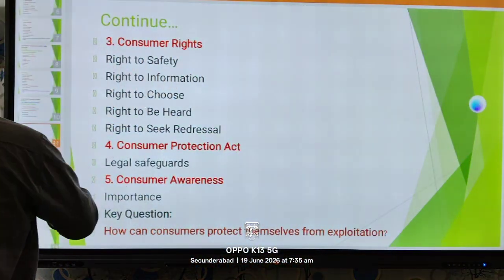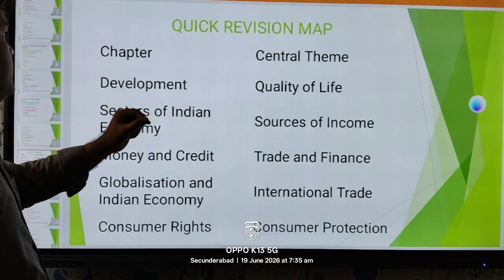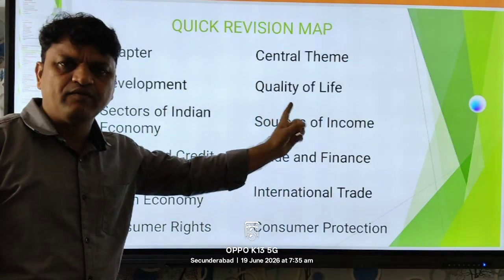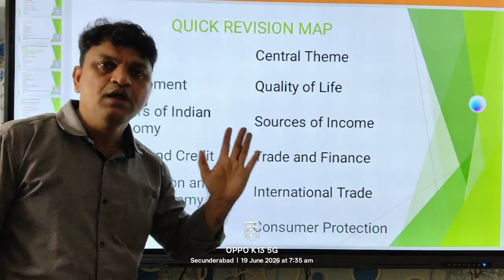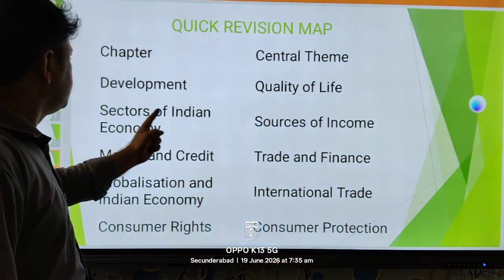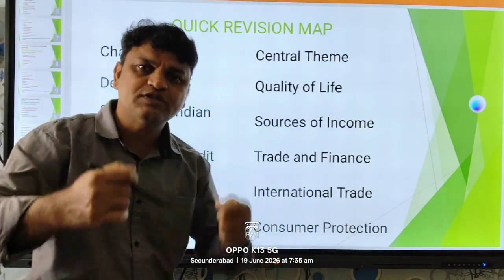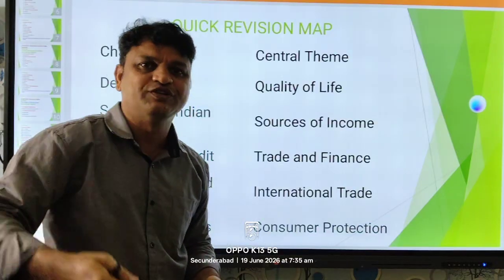And coming to the quick revision, if you look at the quick revision map, chapter and central theme: development deals with the quality of life. What is development? Development deals with the quality of life. And sectors of the Indian economy deals with the source of income, how people are getting money. What is the source of income for your father? Just ask yourself this question.